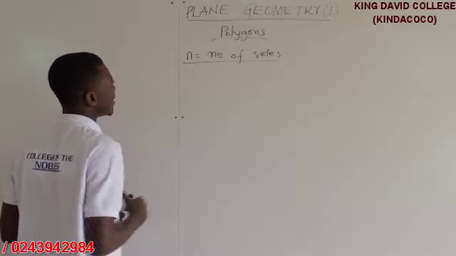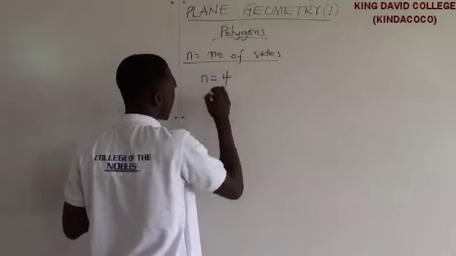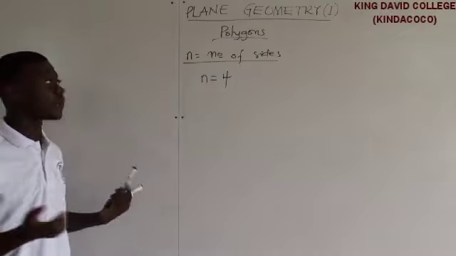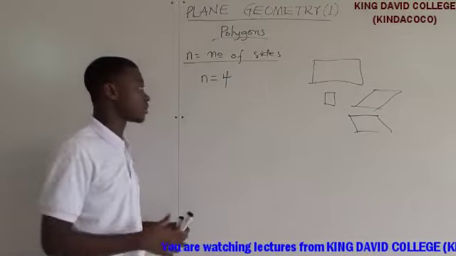Now what do we mean by that? Let's look at this. Let's say I have a certain polygon which has 4 sides. So my n becomes what? 4. So 4 sides means n is 4. And 4-sided polygons are normally the rectangle, the square, the trapezium, the rhombus, those ones. They are your four-sided polygons. They are just special cases, but they are four-sided polygons.